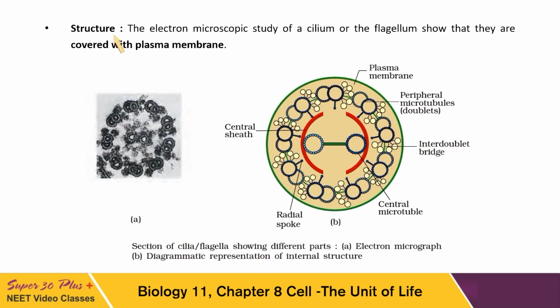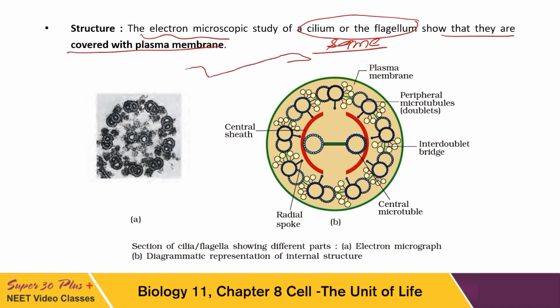If you see the structure of cilia and flagella, only the electron microscope has revealed the structure of a cilium or flagellum. As I told you, the structure is the same. There is no difference. These are covered with plasma membrane. If this is the plasma membrane we have here, then this plasma membrane extension will be there, and in that way the cilium will be inside. Here will be the basal body, and that will be the cilia or flagella. It means cilia or flagella are covered by plasma membrane.